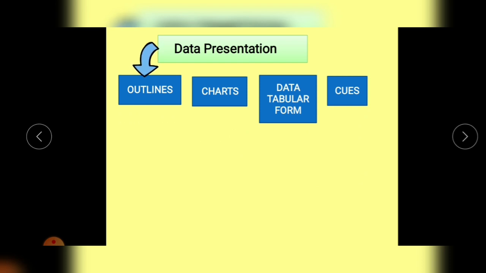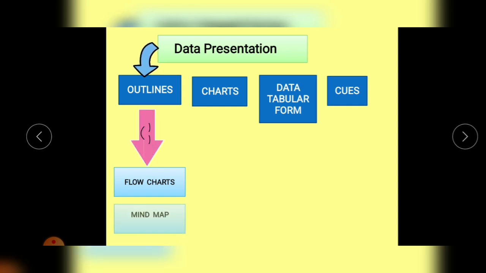An outline refers to main points, sub-points or ideas about a topic. Visually, outlines can be represented as flowcharts or as mind maps. Do you think they are the same thing? No, they aren't.